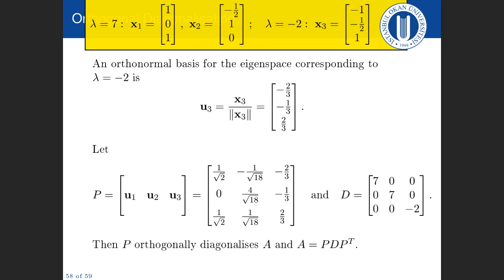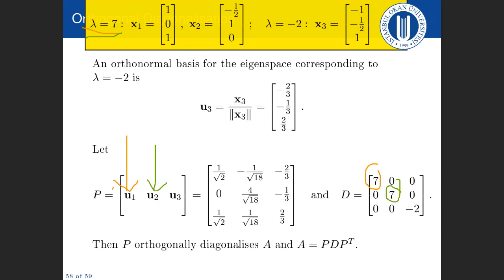The matrix P that we want is the matrix with first column U1, second column U2, third column U3. And the diagonal matrix D is going to be the diagonal matrix with eigenvalues on the main diagonal. U1 corresponds to 7, so the first number is a 7. U2 is an eigenvector corresponding to 7. So again, we get a 7.